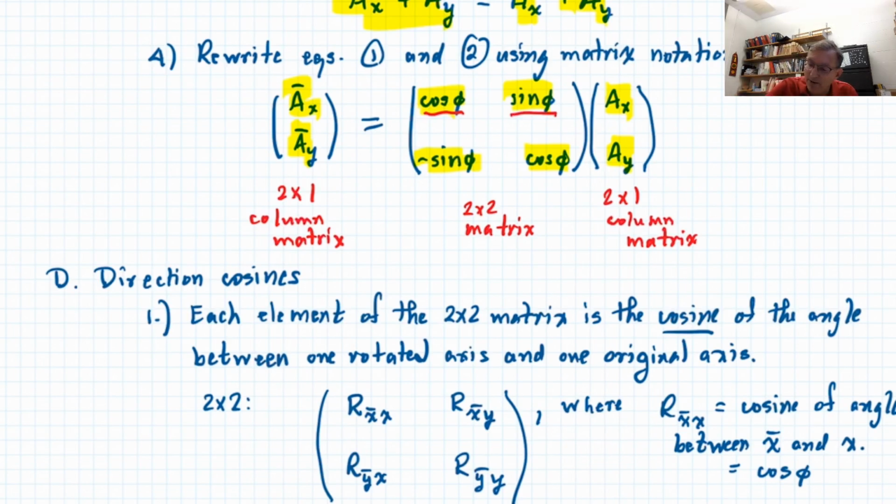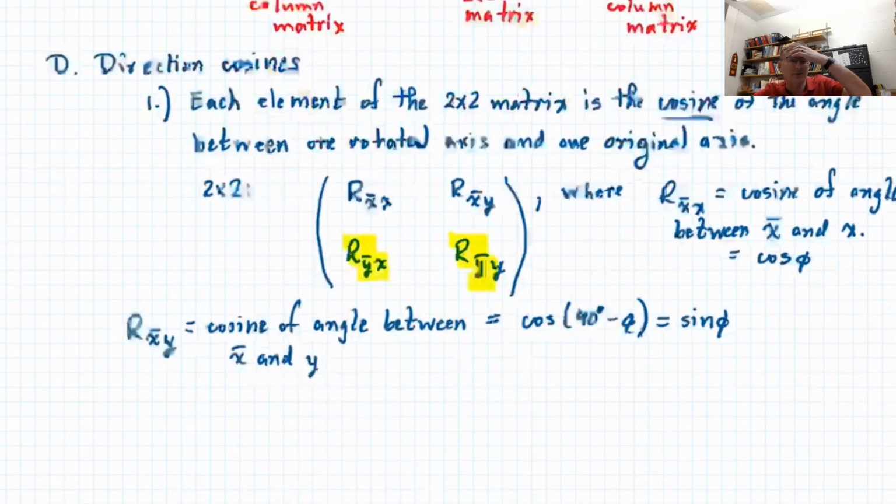Then you calculate, I'll let you do these on your own, R y bar x. That's the cosine of the angle between y bar and x. You should find that that's the cosine of 90 degrees plus phi, which is negative sine phi, which agrees with that element right there. And then lastly, calculate R y bar y, which is the cosine of the angle between y bar and y, which is phi, so cosine phi, which is this element right here. Okay. So that's just the generic notation, R with two subscripts.